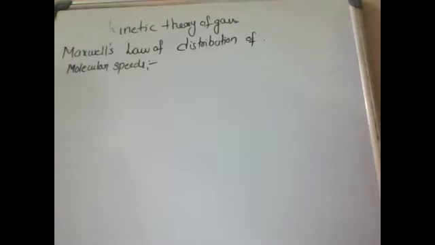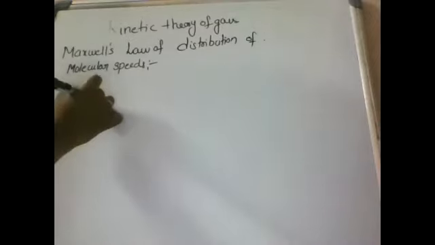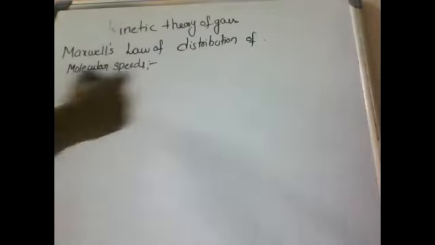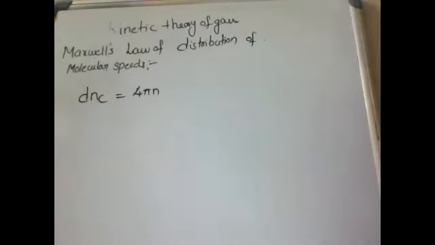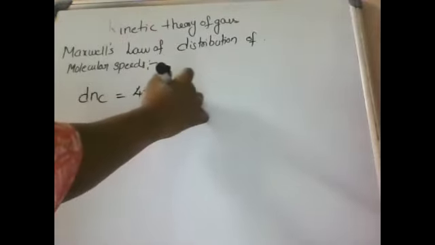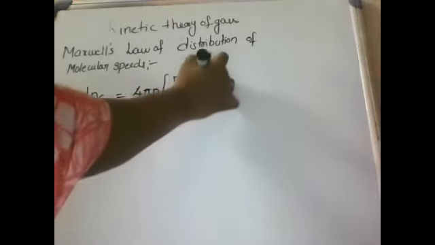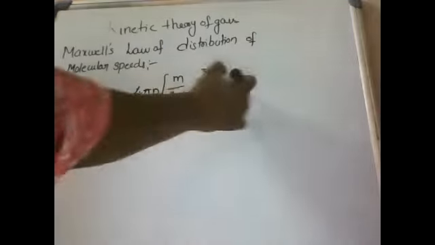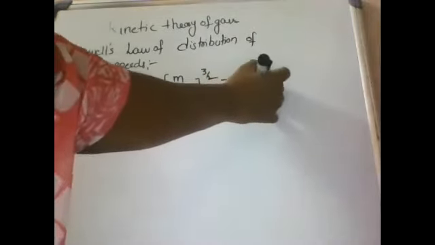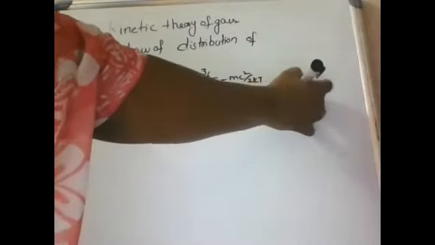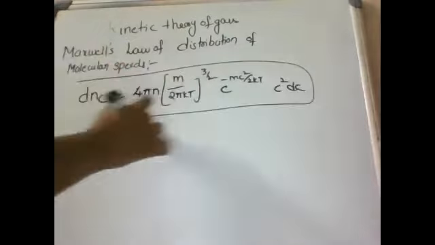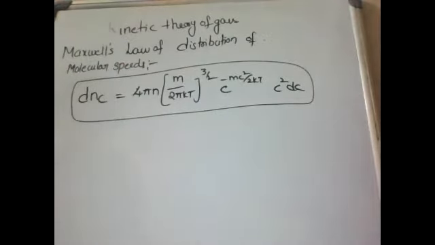dN_c equals 4 pi n (m by 2 pi kT) whole power 3 by 2 e power minus m c square by 2 kT into c square dc. So the Maxwell distribution equation is dn_c equal to 4 pi n (m by 2 pi kT) whole power 3 by 2 e power minus m c square by 2 kT into c square dc.